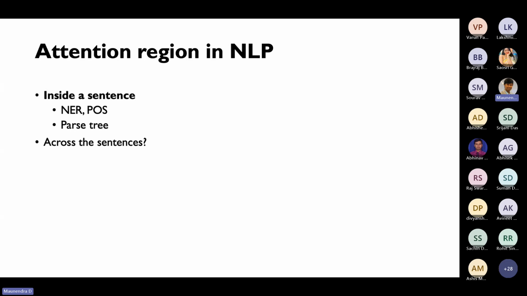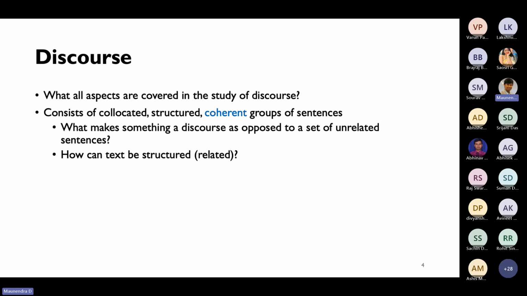On the other hand, estimation of coherence, understanding whether something is a proper discourse or not, or understanding discourse level details, requires us to look across the sentences, as we saw in the previous examples. So coherent structure needs to look across the sentences, and that is why it is again a deeper natural language understanding problem. And similarly, co-reference resolution will also come under that category. So now what is a discourse? A discourse consists of a co-located, structured, and coherent group of sentences.